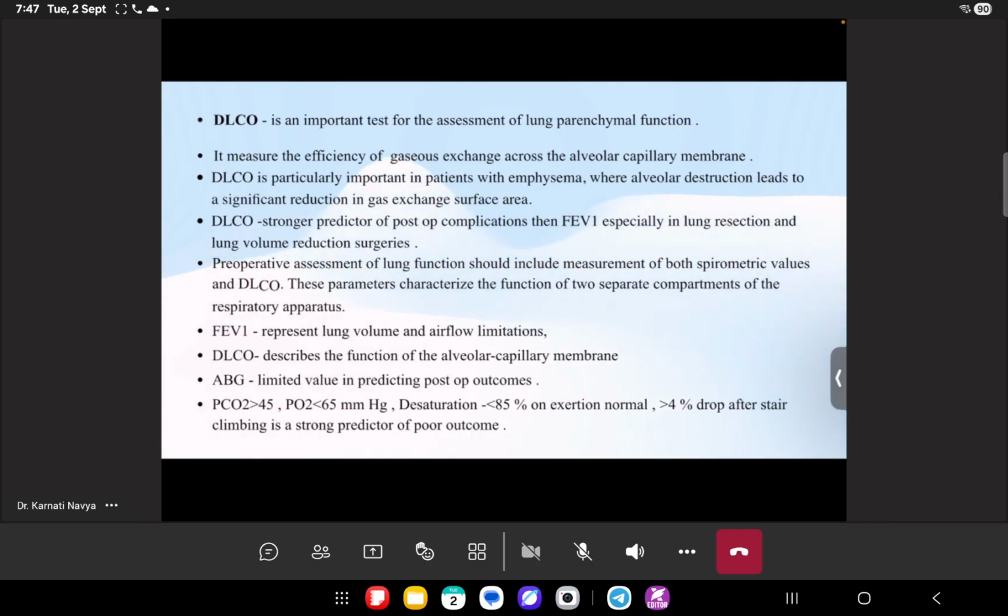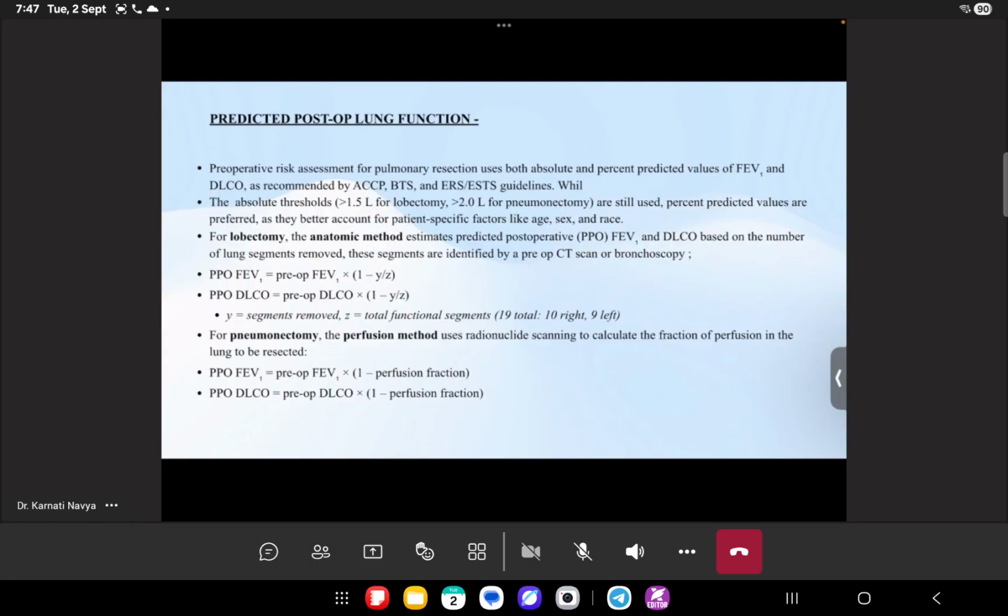Generally, a PCO2 of more than 45 and a PO2 of less than 65 are concerning, and desaturation to 85% on exertion is a threshold. A more than 4% drop after the stair climbing test is considered a predictor of poor outcome. For predicting post-op lung function in the risk assessment for pulmonary resection, both absolute and percentage predicted values of FEV1 and DLCO are used, as recommended by the ACCP, BTS, and the European Society.